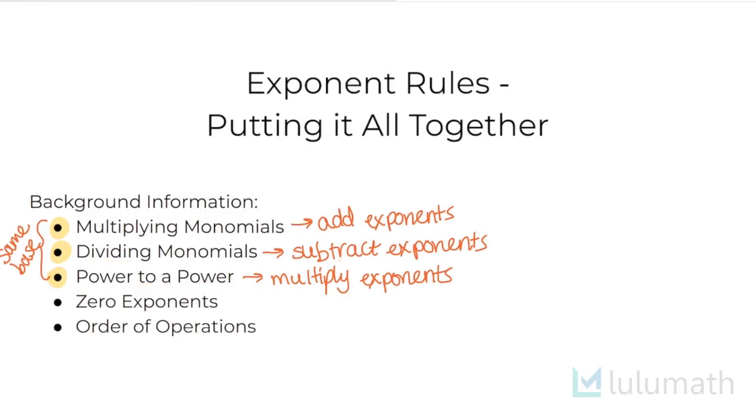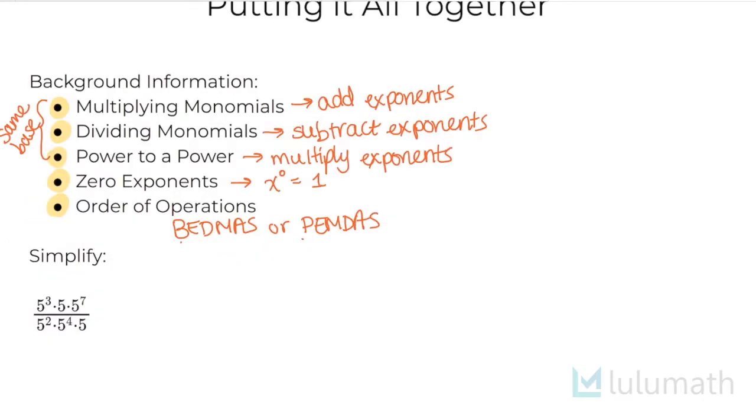You also need to know zero exponents. And just a reminder that anything being raised to the zero power is always equal to just simply the number 1. And you also need to know order of operations. So depending on what region you live in, it's either BEDMAS or PEMDAS, where the B stands for brackets or parentheses. Now, in our first example, we're asked to simplify this whole entire expression here.